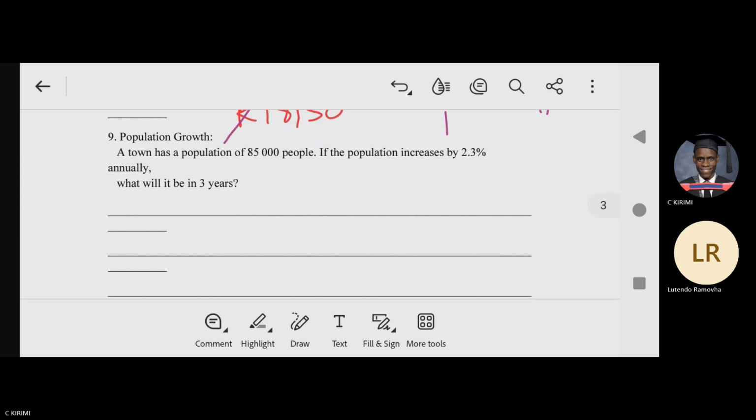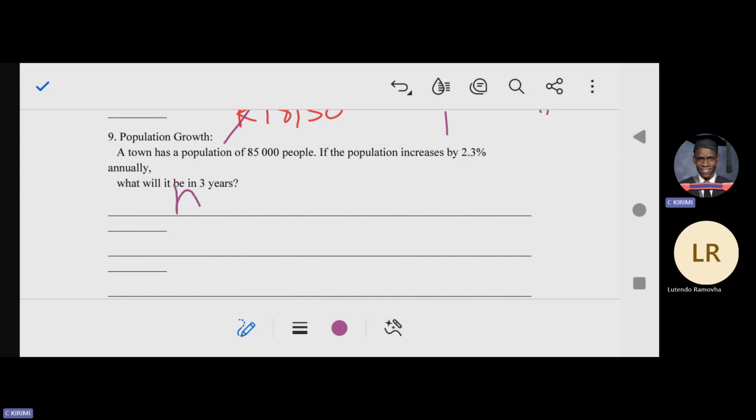I'm done. Yes, which formula are you going to use? I am using the simple interest formula. Yes, so the question is about population growth. A town has a population of 85,000 people. If the population increases by 2.3% annually, what will it be in 3 years? In other words, the same formula, A is equals to what? What is our P? 85,000. Right, 85,000.